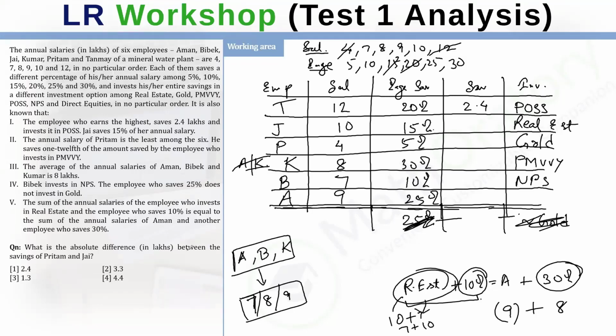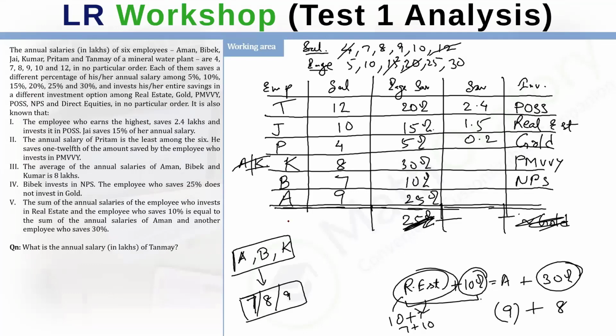Okay, what is the absolute difference between the savings of Preetham and Jay? Wow. Okay, Preetham is 5% of 4. So 10% is 0.4. So this is 0.2. And Jay is 15% of 10. So that is 1.5. So difference will be 1.3. Next question, who among the following invest his or her savings in real estate? So real estate is Jay.